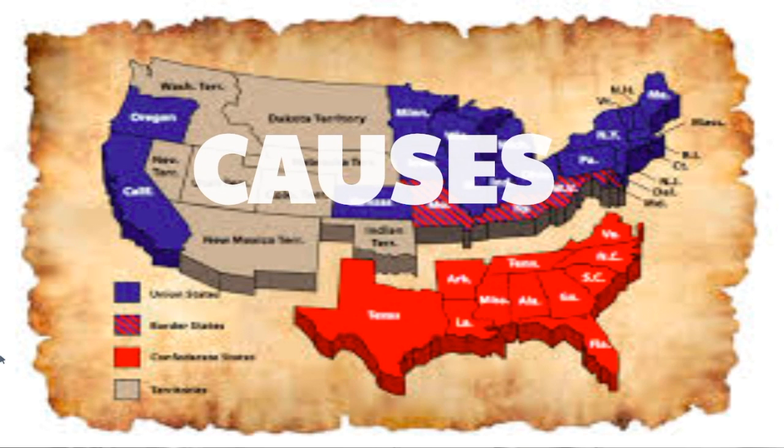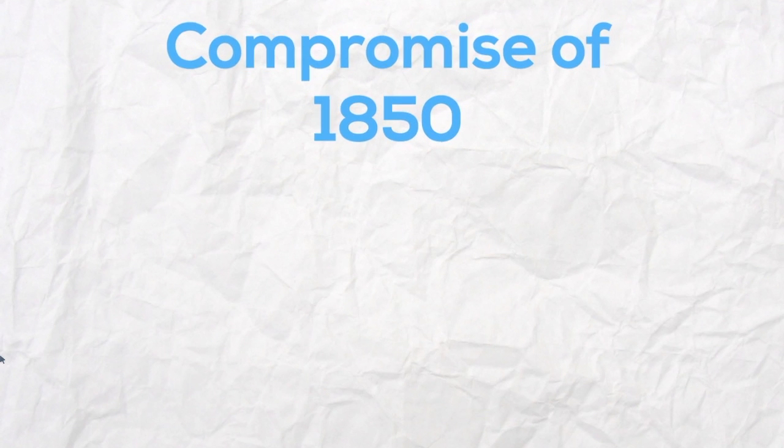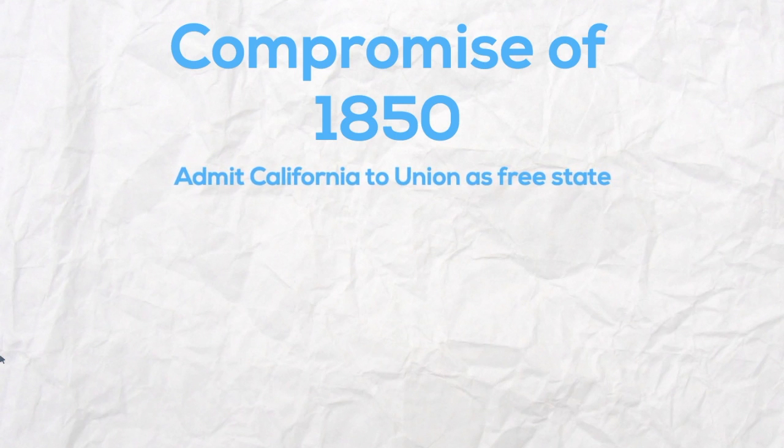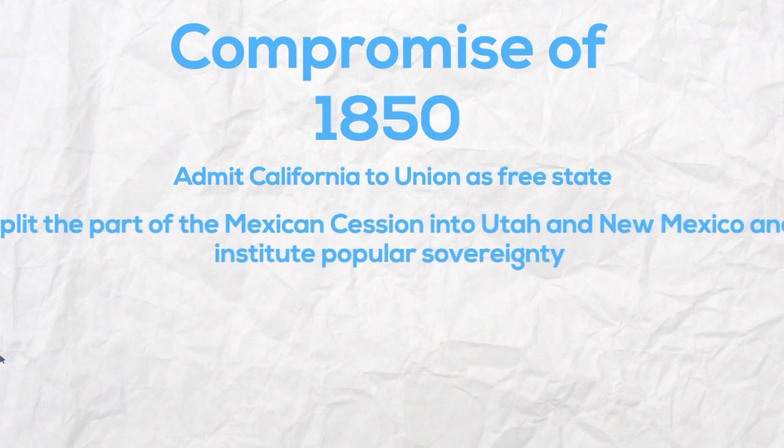Causes for the Civil War. In my opinion, the Compromise of 1850 was the most significant catalyst of the Civil War. Firstly, it admitted California to the Union as a free state. As you can imagine, this very much so upset the South because they wanted it to be a slave state.